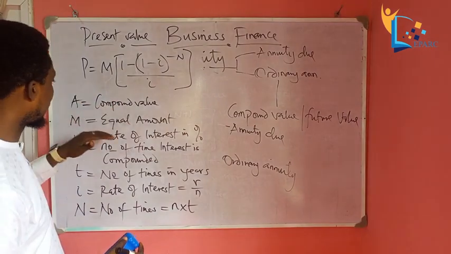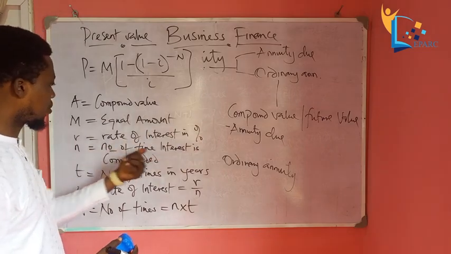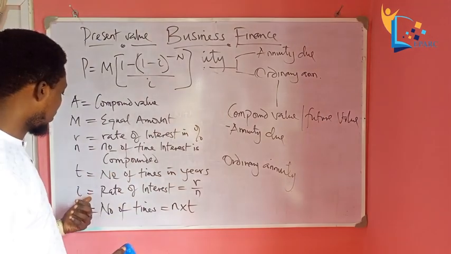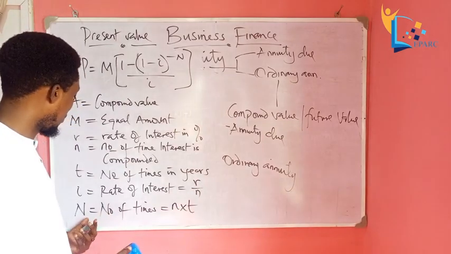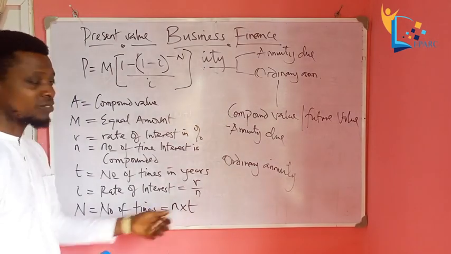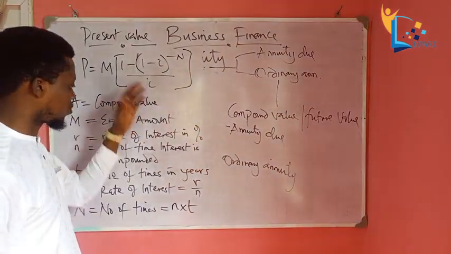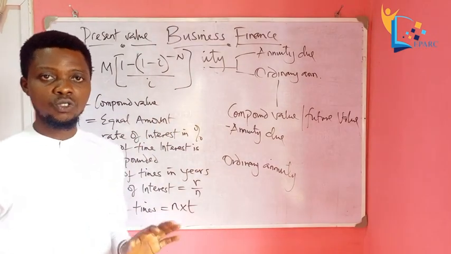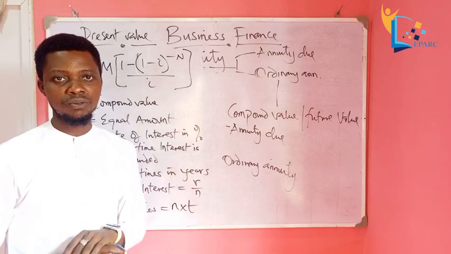A is for compound value, M is for equal amount, R is for rate of interest in percentage, n is the number of times interest is compounded, T is the number of times in years. Then I is the rate of interest, which will give us R over n. Then the big N is the number of times, which is small n times T. These are the meanings of the parameters of the alphabet you see on the formulas. So we'll go straight away to solve one or two questions to see how the formulas are being used.